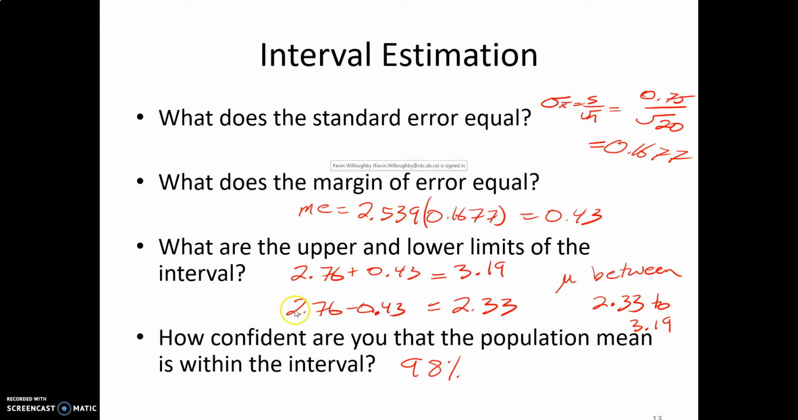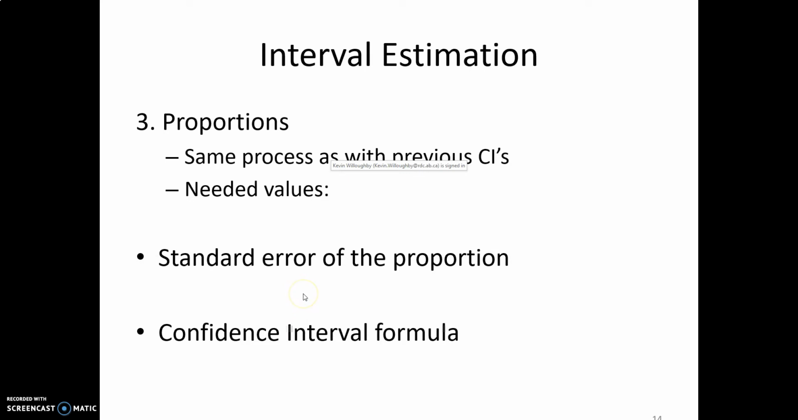So let's go on to the third type of confidence interval. This is a confidence interval dealing with proportion. Proportion is basically a percentage of people or items that exhibit a certain characteristic. So the confidence interval process is the same as the confidence intervals that we've already studied.